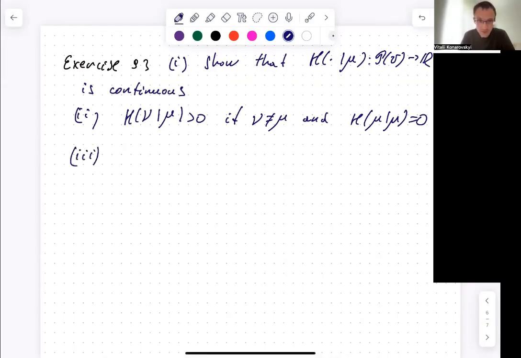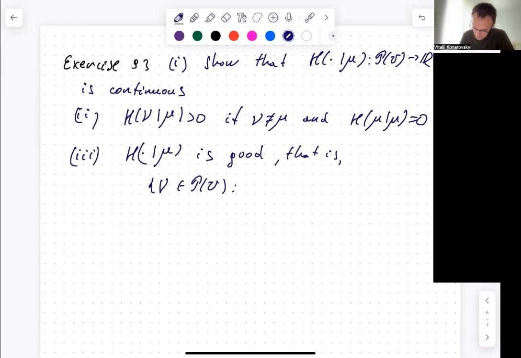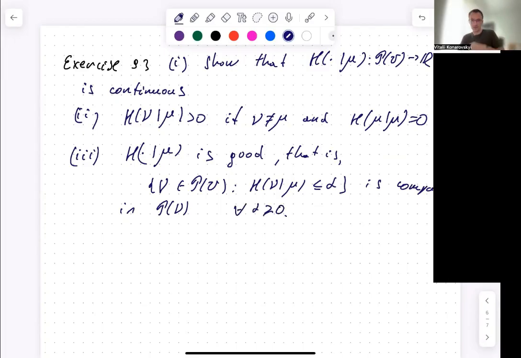And three is that actually this function is good. That is, the level sets of h of nu given mu, those where h of nu given mu is less or equal than alpha, are compact in P of U for every alpha that is larger or equal than 0. And later you will see that this function is the right function for the corresponding large deviation principle.